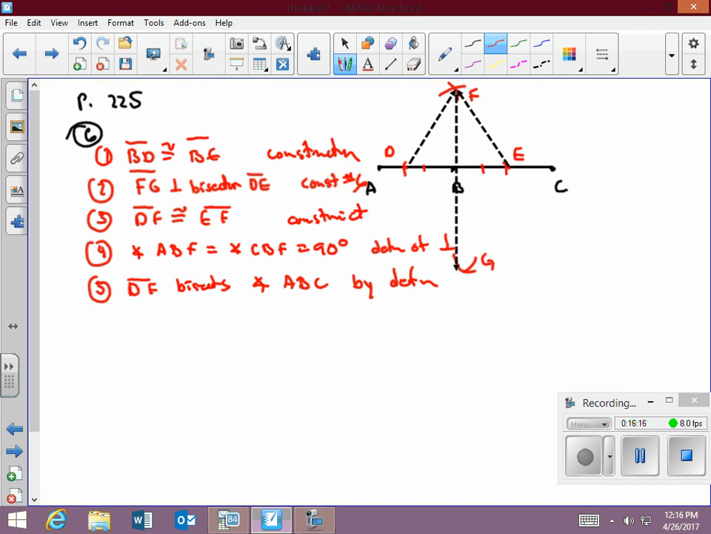Wouldn't you have to prove the two smaller triangles first? No, because this line right here is perpendicular to this line right here. Therefore, those two angles are 90 degrees. They're equal. And then this line, because this angle equals that angle, both being 90, bisects that straight angle ABC, because ABC is a straight angle.